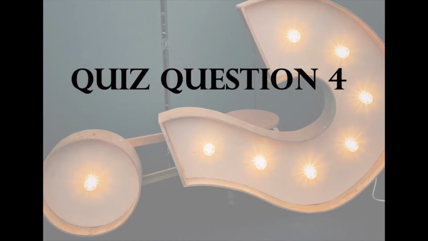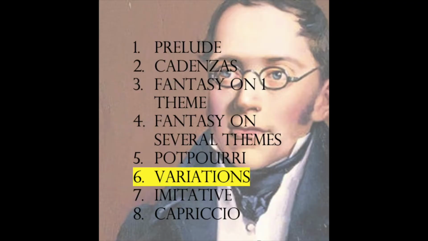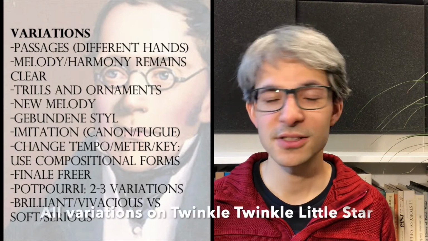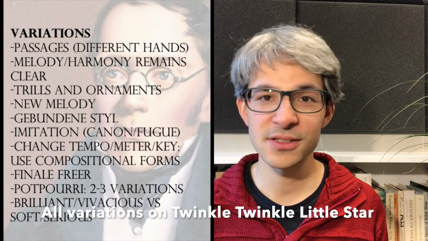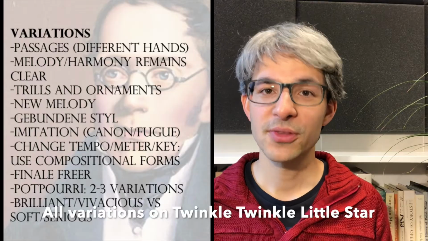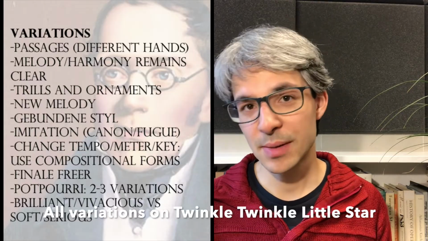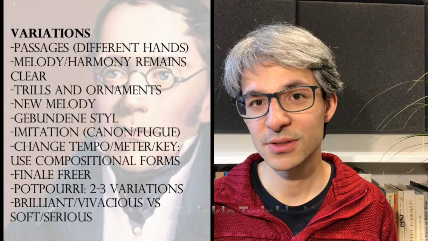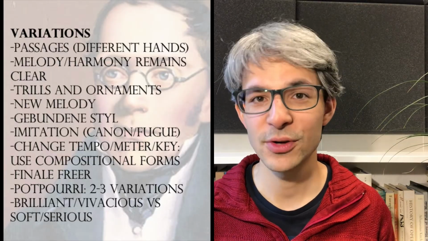Final quiz question. What makes a good theme or melody for variation? Czerny mentions different methods to vary a piece, many of which we've already seen in the discussion of fantasies before. So of course he says you can add different passages and figures in triplets, sextuplets, etc. Both hands could do that together or separately, but the melody, or at least the harmonic progression, should remain clear in one of these voices.